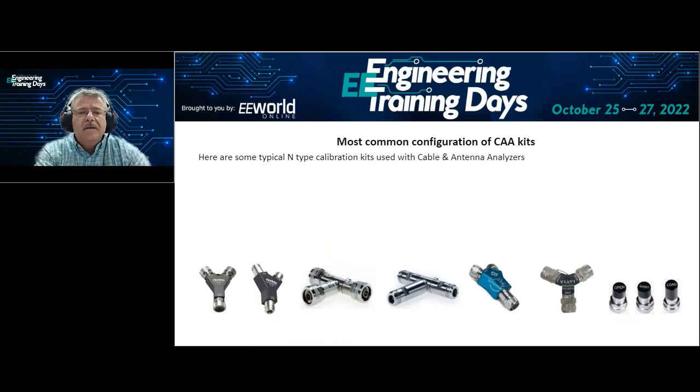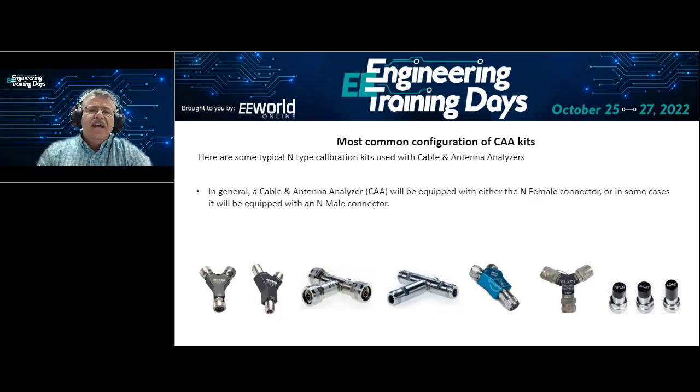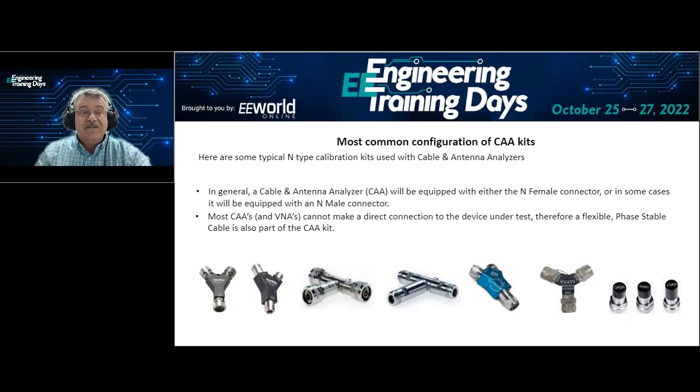And the common configurations. These cable antenna analyzers will typically come with an N-type connector on them. So when they have the N-type connectors, they'll generally equip those kits with N-type calibration kits, which is fine until you run into the situation in the field where the device you're testing isn't N-type, but that's what we're going to talk about later.